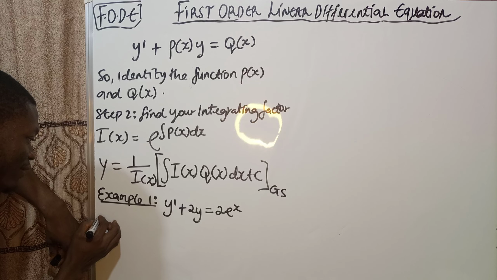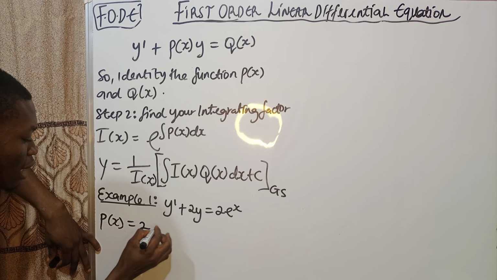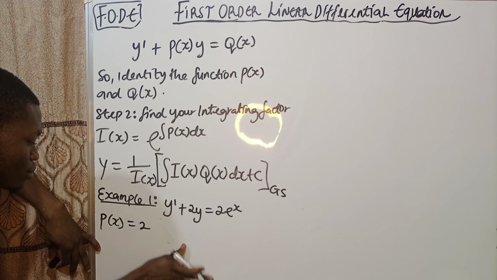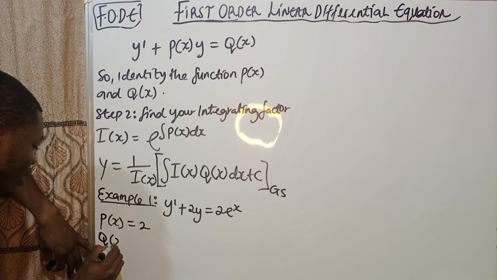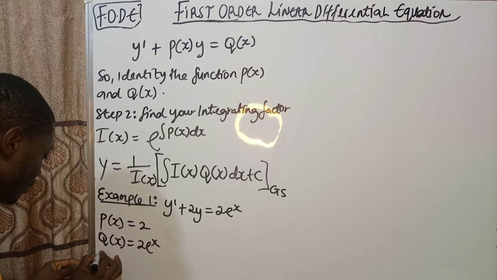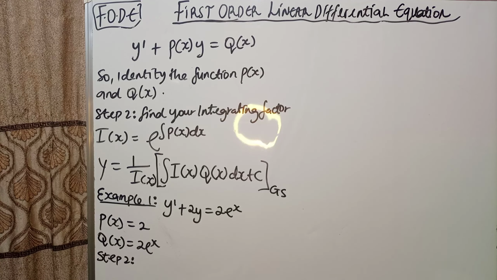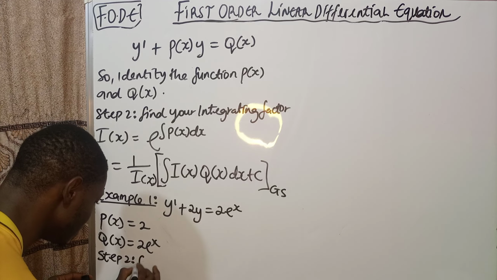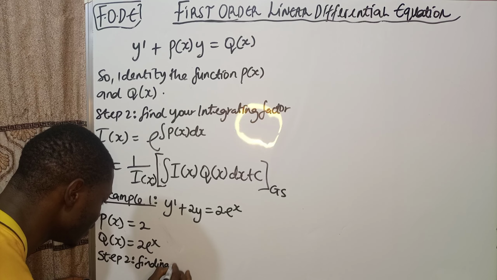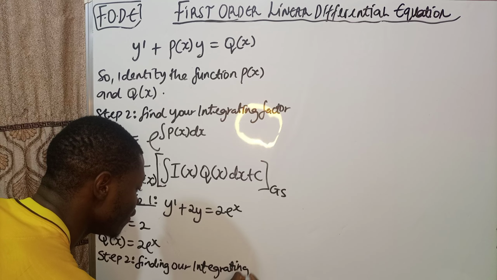So we are going to identify our p of x. P of x is 2, as you can see. Now our q of x is 2 e to the power x. Now we are going to find our integrating factor. Step 2: finding our integrating factor.